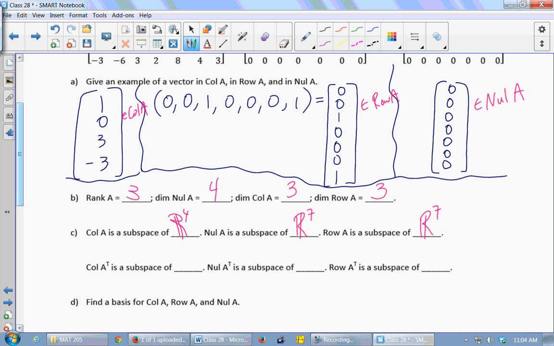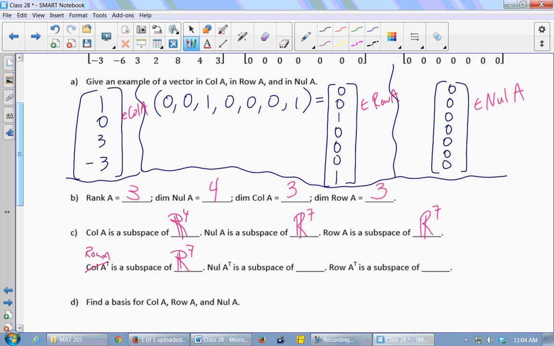Okay, the column space of A transpose. R7. It's the same question as row A, yeah. Because the column space of A transpose, you could always just replace that with row A. And we already answered that question, R7.